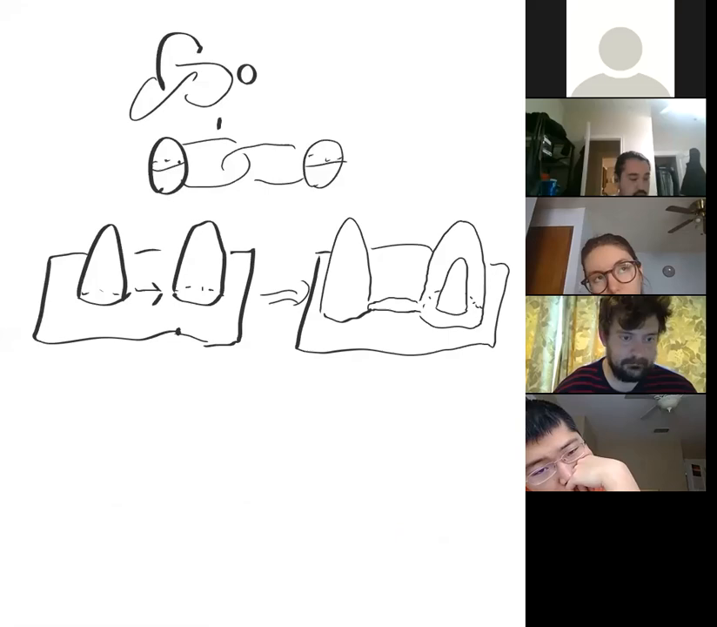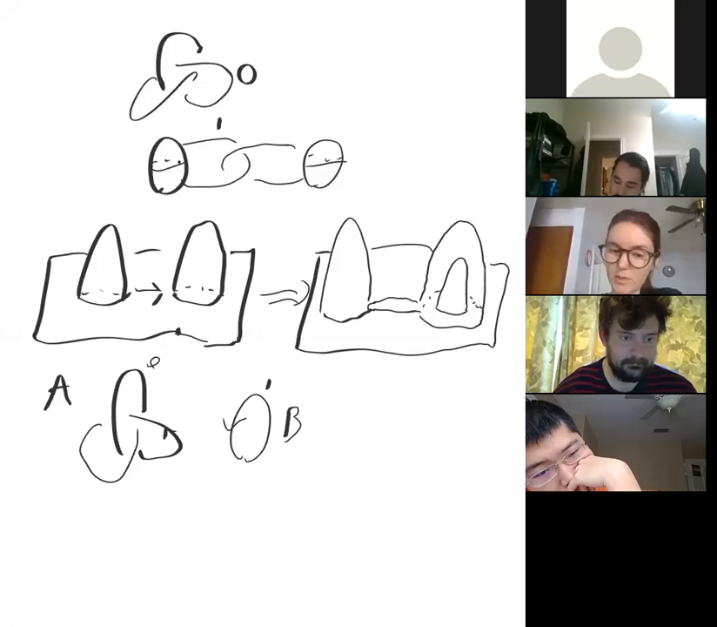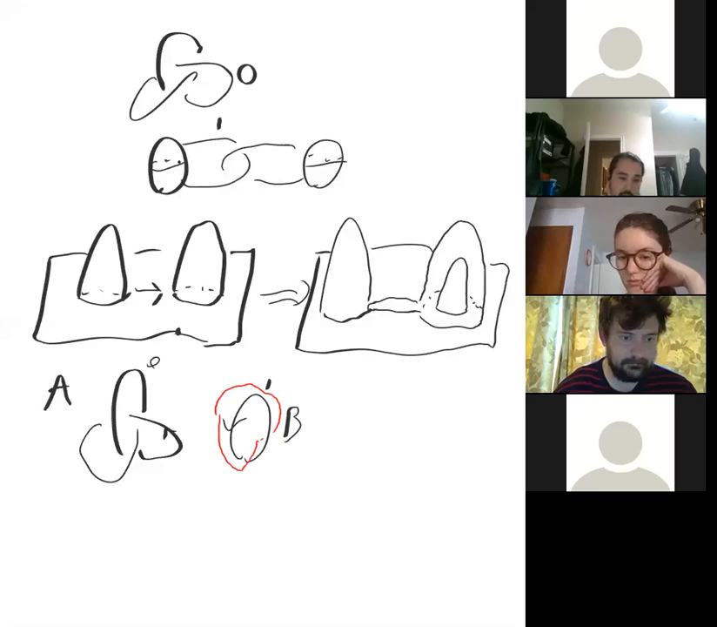So let's say we had these two handles. Let's call them A and B. And so to slide A over B, we need a push off B prime described by the framing. So this goes over, under, twists around once because it's framing one. And we take a band sum of the knot coming from the two handle A with this push off. So we get something that looks like this.